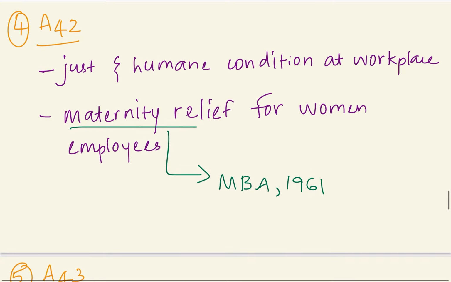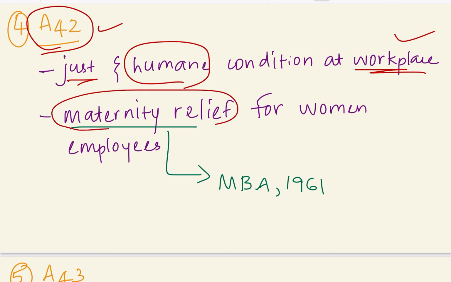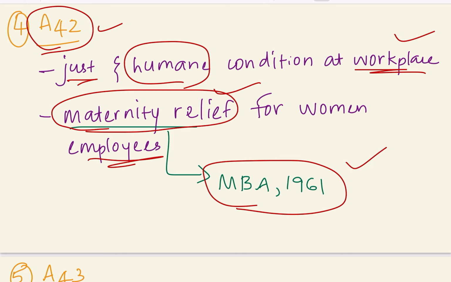Next we have Article 42. Article 42 says there shall be just and humane conditions at the workplace. The workplace has to be people friendly. There has to be humane conditions, and there should not be any discrimination at the workplace. That is what Article 42 is providing for. Article 42 also says there has to be maternity relief for women employees. That is the reason we have the Maternity Benefit Act of 1961. To implement this directive principle, the state has come up with the Maternity Benefit Act of 1961. That is about Article 42.